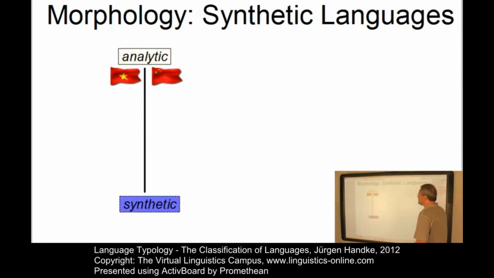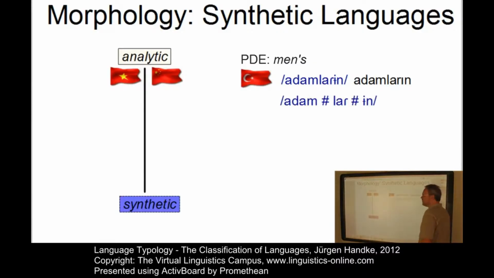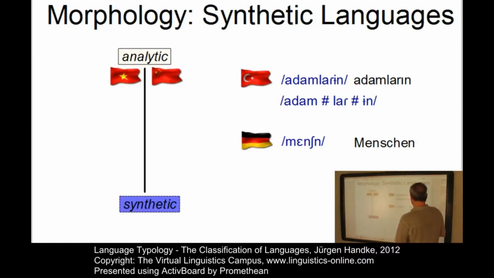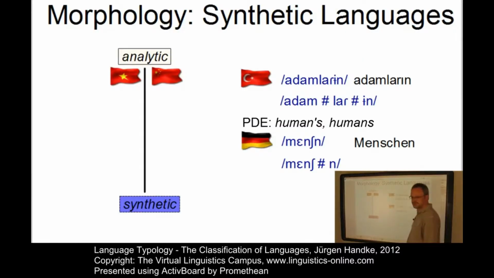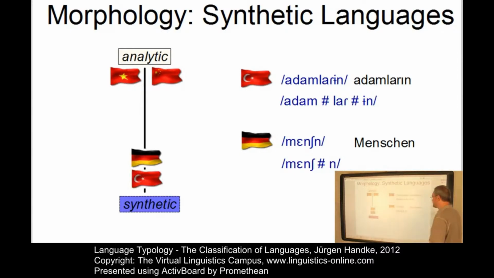Synthetic languages, by contrast, do allow a segmentation of their words into morphs. Here are two examples. The first is an example from Turkish. Adamlarin, which means men in the genitive case, consists of 3 morphs. A second example has been taken from German. Menschen, humans, consists of 2 morphs. So both languages allow the segmentation of their words into morphs. In other words, they are synthetic.